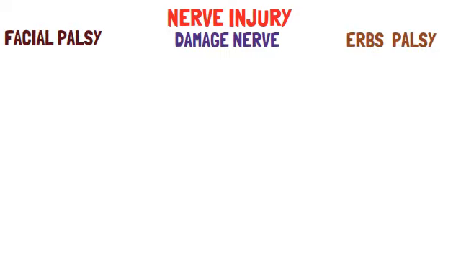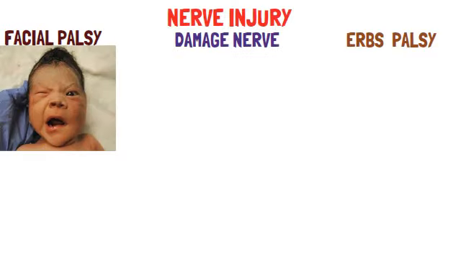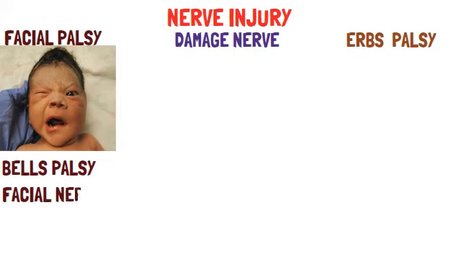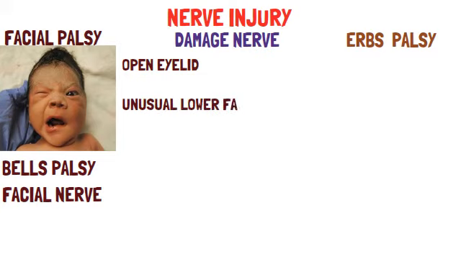It includes facial palsy, Erb's palsy and radial nerve palsy. Facial palsy is also called Bell's palsy. It occurs due to paralysis of the facial nerve and is characterized by an open eyelid on the affected side. The lower face appears unusual during crying.